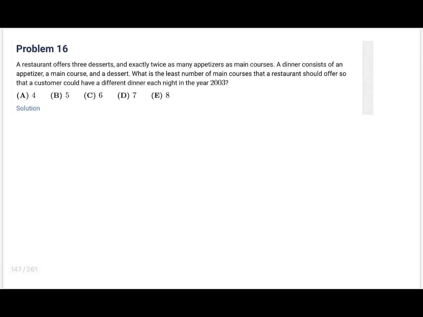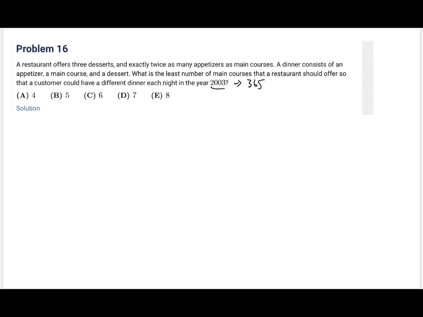Problem number 16. A restaurant offers 3 desserts and exactly twice as many appetizers as main courses. A dinner consists of an appetizer, main course, and a dessert. What is the least number of main courses that a restaurant should offer so that a customer could have a different dinner each night in the year 2003? So 2003, that's 365 days, and 3 desserts, so there will be 3.